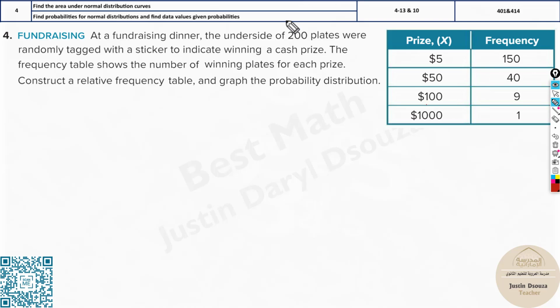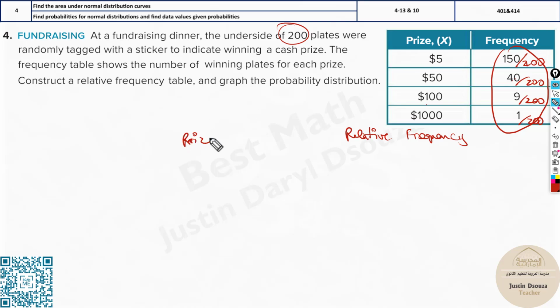So relative frequency is very simple. You need to first see whether the total frequency is given. If it's not given, just add them all up. 150 plus 40 is 190, plus 9 is 199, plus 1 is 200. Relative frequency is given by the division of 150 by 200, 40 by 200, 9 by 200, 1 by 200. If they give you this in the exam, what I would suggest is to do this table entirely.